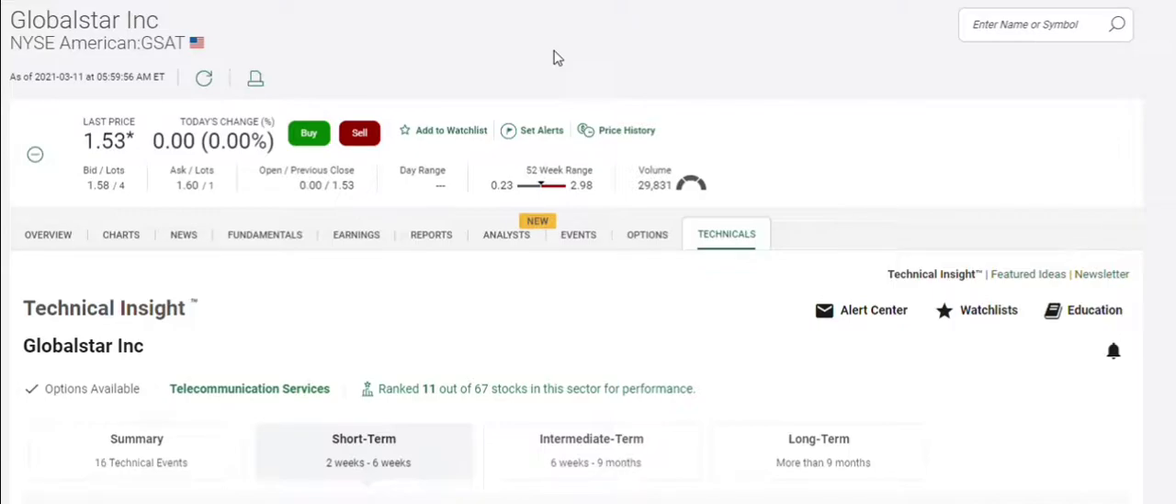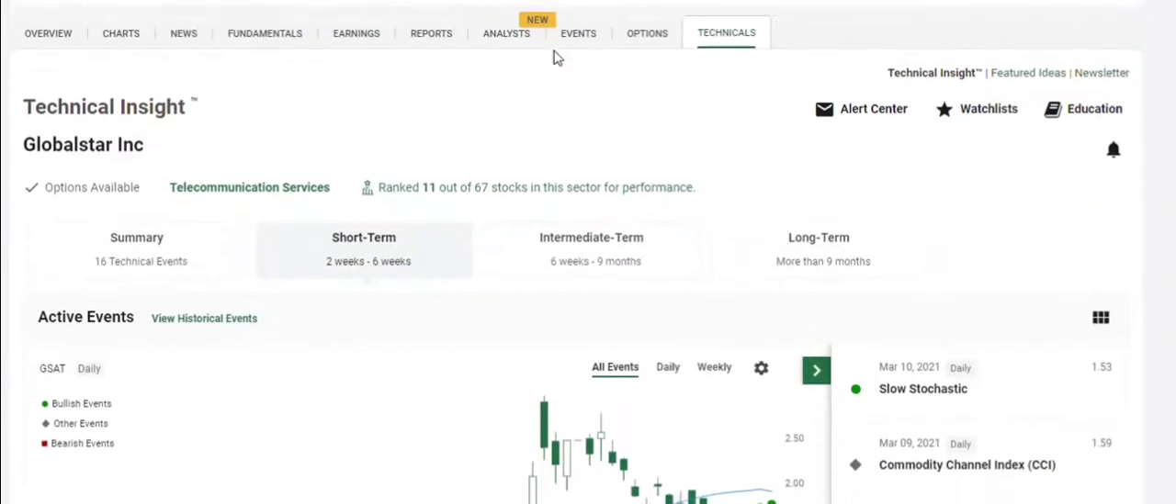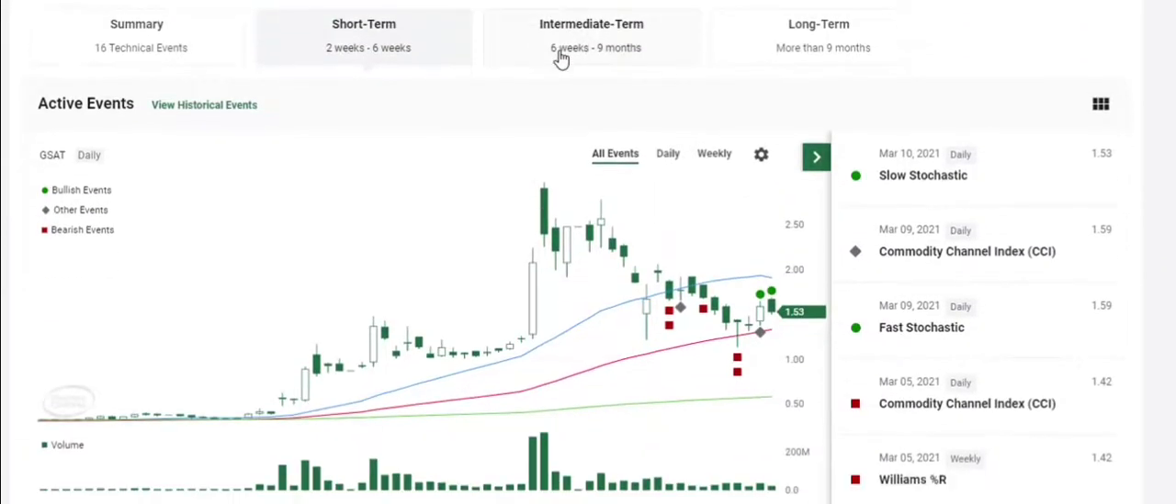This morning I'm going to go over Global Star with you, some technical insight and short and institutional activity. With Global Star, I like to use the 6-week chart.